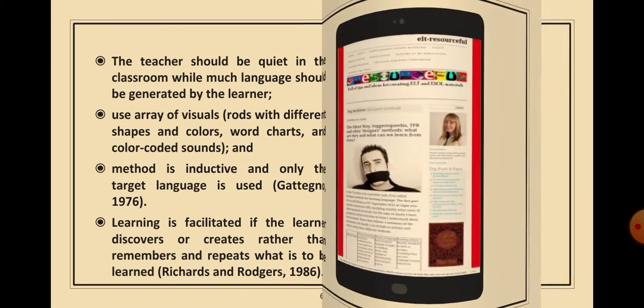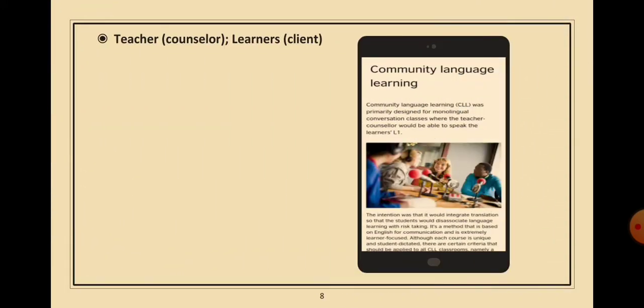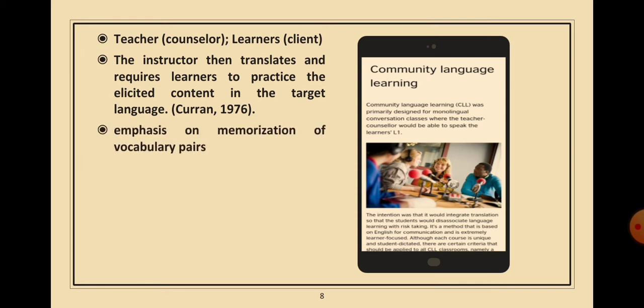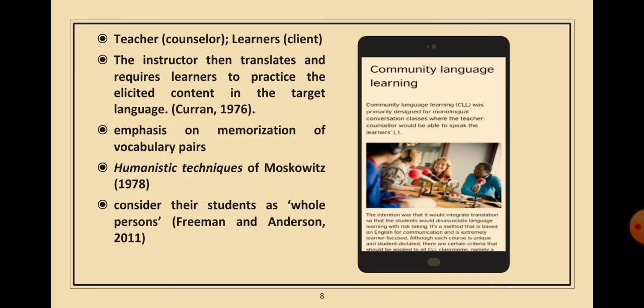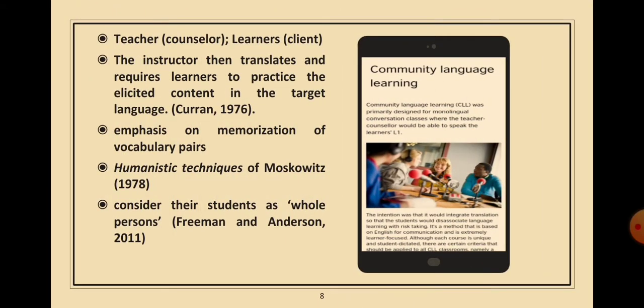So next is the community language learning. This method considers whole person learning, which views students as whole persons by considering not just their intellect but also emotion. So, for example, in a form of circle, the students will decide what and when they like to talk about in their native language, and the teacher will translate this into the target language. The teacher will record the students' conversation and transcribe it. So, each chunk of the words is recorded.